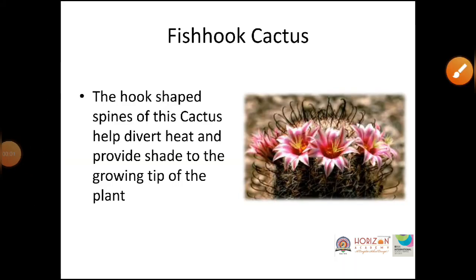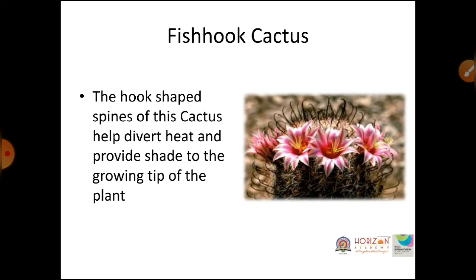Students, let us see some information about Fishhook Cactus. As you can see, there are hook-shaped spines on the cactus which are helping this cactus to divert heat and provide shade to the growing tip of the plant. This Fishhook Cactus has a height of up to 6 to 7 inches, that is 20 centimeter, and it is shaped similar to a barrel cactus. This cactus is most commonly found in the Sonoran Desert, and it is very small and round in shape. It has long spines that look like fish hooks, which is how it got its name.